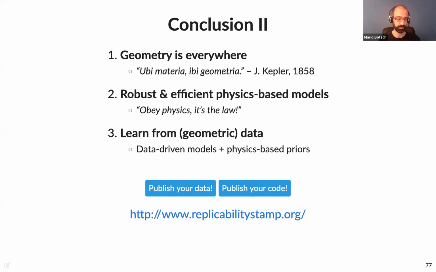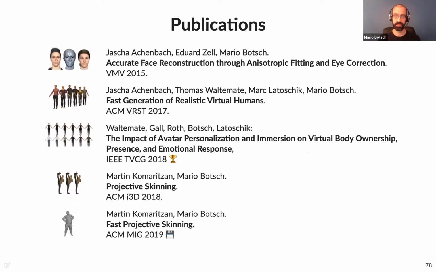Very nice initiative where, if you have a paper published at a conference or a journal collaborating with this, you can get an additional reward, the replicability stamp, if you make everything needed to reproduce your results accessible. If you want to know more about the stuff I showed you, you find all of them on my publications page. You just have to remember the icons here. And for the fast projective scanning, we also have code available. So go and check it out and have fun.